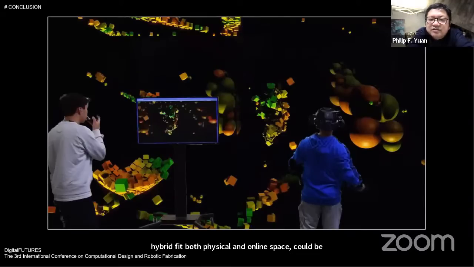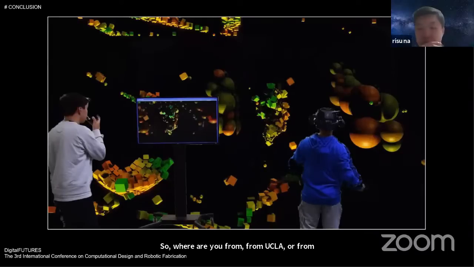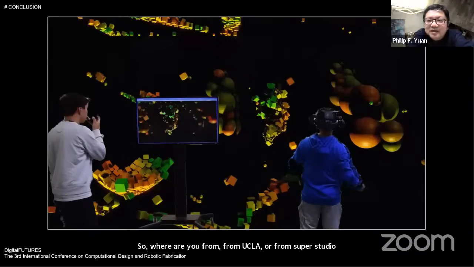A lot of potential possibilities on this platform. So where are you from? From UCLA or from Super Studio? Yeah, I'm from UCLA. Okay, I can see it's really good. Greg Lin's team, I think you are really making some advanced research.